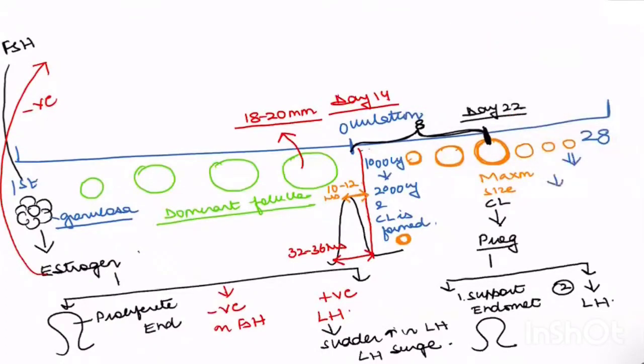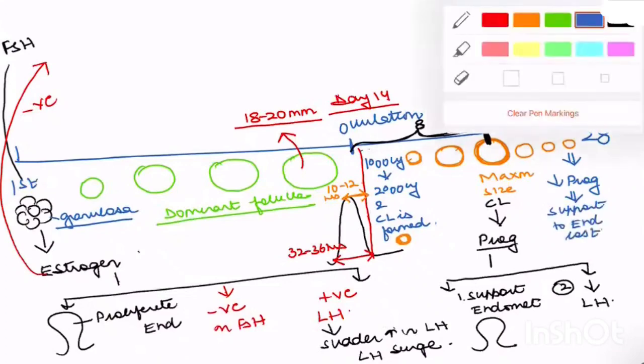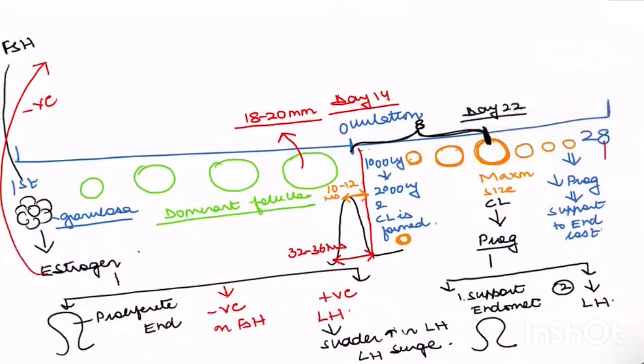There will be decreased progesterone, and because there will be decreased progesterone, progesterone का जो support था endometrium पे, that will be lost. So support to endometrium is lost, and because support to endometrium is lost, day 28 पे the entire endometrium will shed. In other words, the female will menstruate.